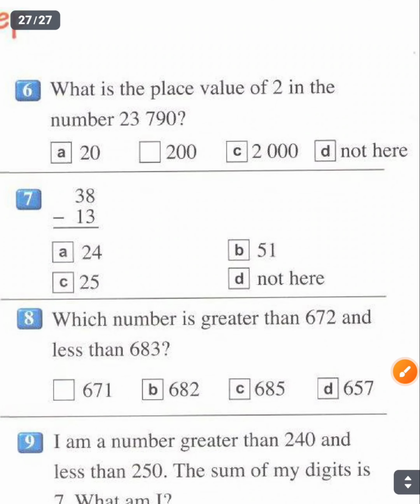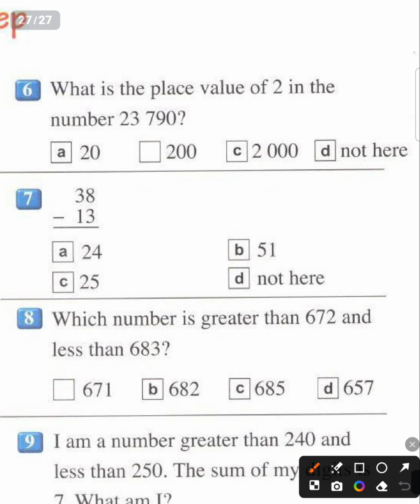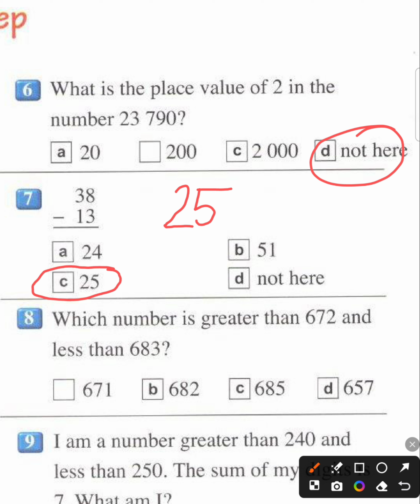We are in question number 6. What is the place value of 2 in the number 23,719? Is it 20? No. 200? No. 20,000. It's not 23,000. It's not there. Question number 7. We must calculate 38 minus 13. 8 minus 3 is 5. 3 minus 1 is 2. It's 25. And the correct answer will be letter C.